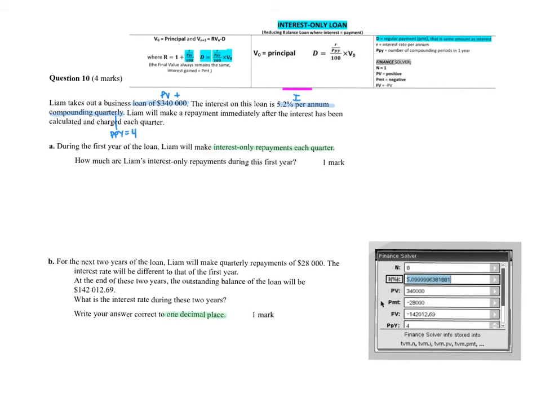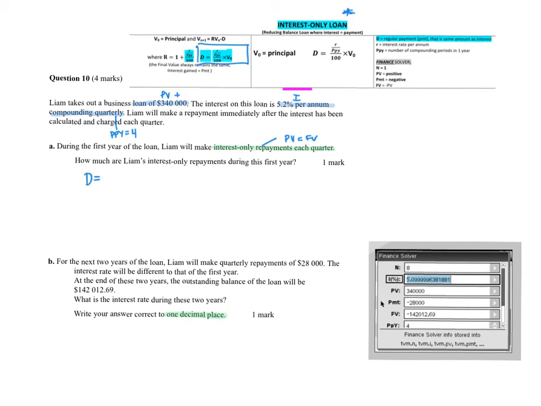They're always going to say that each quarter. During the first year of the loan, Liam will make interest-only repayments for each quarter. So when you see interest-only, you have to remember that PV and FV will always be the same, because you're never paying anything off, you're just paying the interest that you charged. So how much are his interest-only repayments during the first year? You can do it a couple of ways. The payment, if you look at the formula, we can work it out like that.